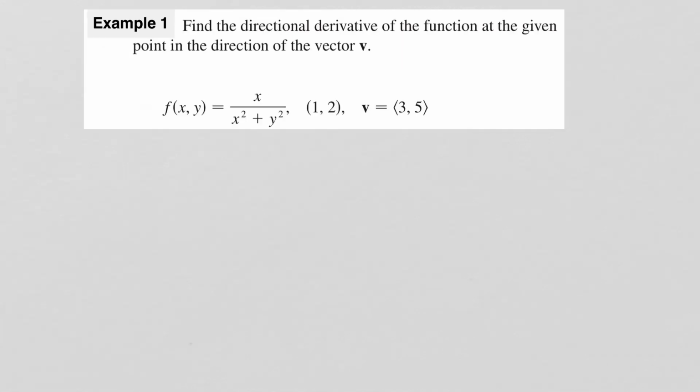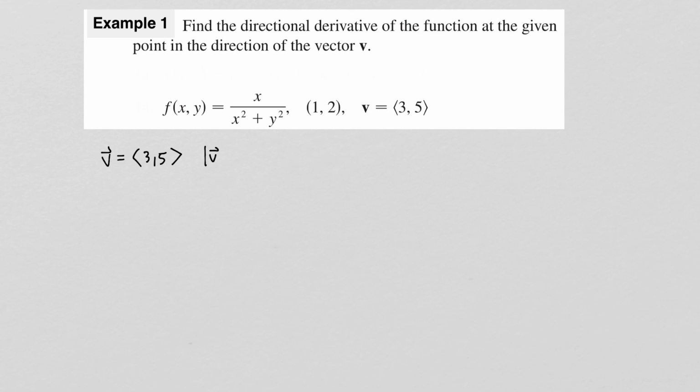So let's take a look at the following example. Find the directional derivative of the function at the given point in the direction of the given vector v. Now, first of all, to find the directional derivative, we need to have a unit vector. So if the vector v is the vector 3, 5, we need to normalize this vector by finding its length and dividing by that length.